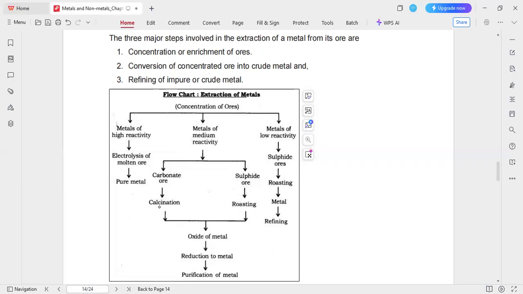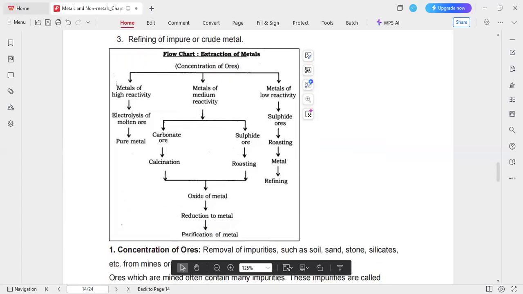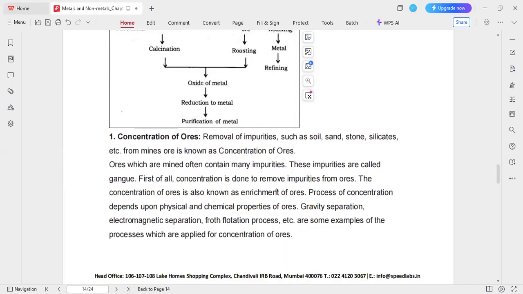In calcination, the ore is heated strongly in the absence of air, and we get a metal oxide. In roasting, the sulfide ores are heated strongly in the presence of air, and we get a metal oxide. After that, the metal oxide is reduced to metal, and then purification of metal. If it is of low reactivity, children, it is generally in the form of sulfide ores. So we do the roasting, get the metal, and do the refining. Yes or no?